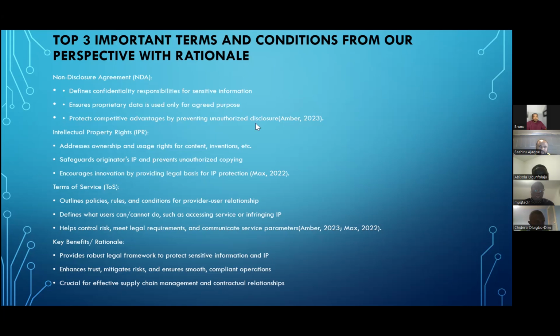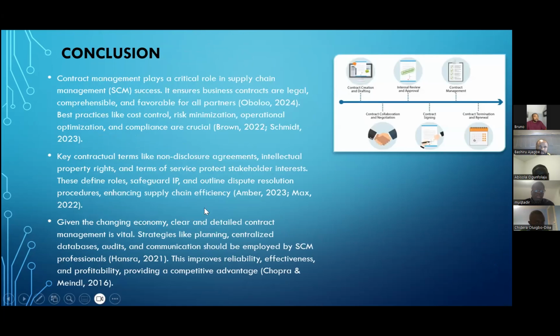I'm going to go on to the conclusion. Yes. So in conclusion, contract management plays a crucial role in supply chain management success. It ensures business contracts are legal, comprehensible, and favorable for all partners.